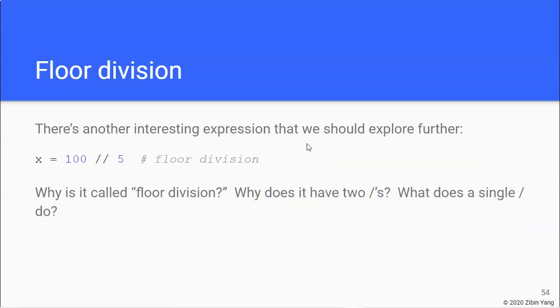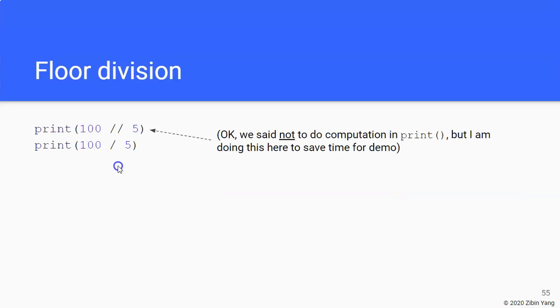So the second thing I'd like to talk about is division, specifically this expression of 100 double slash 5, and we call this floor division. You probably had a lot of questions in your mind at that time, like, why is it called floor division? Why is it not just division? Or why does it have 2 slashes? And what if I just put a single slash? What does that do? So let's look at their differences.